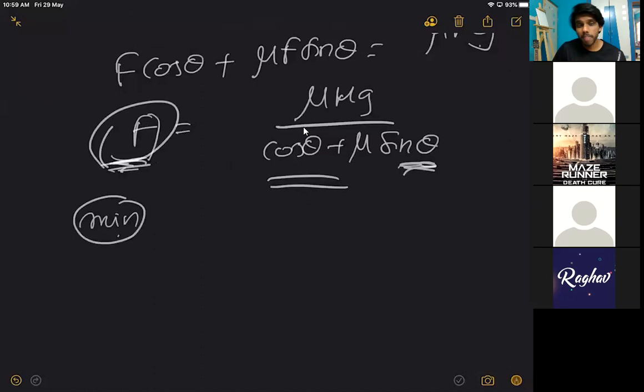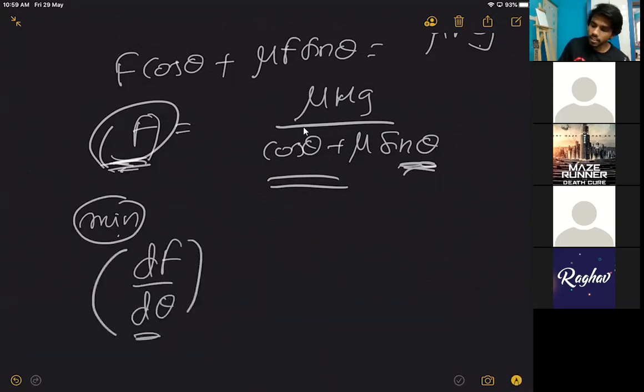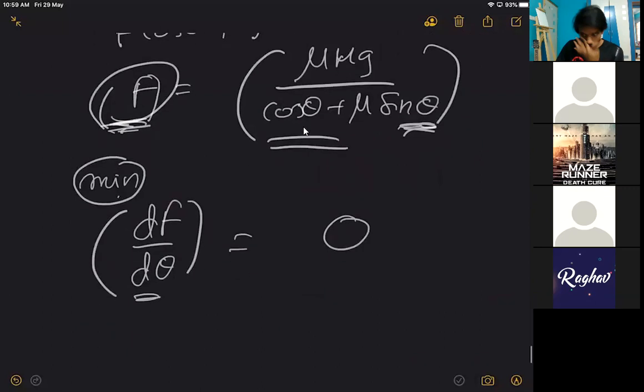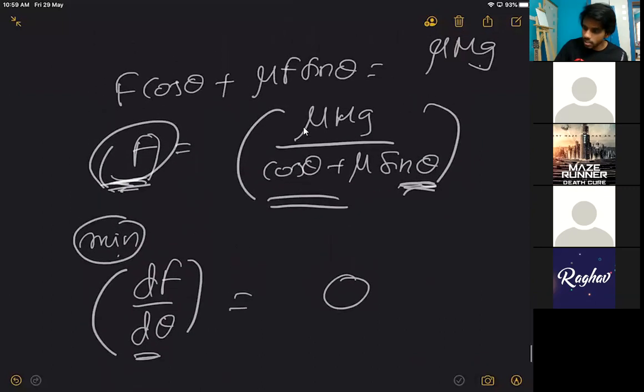Do you remember the maxima and minima in differentiation? What did we do? We simply have to differentiate the function with theta. So you just have to differentiate this whole thing with theta and equate it to 0. Now, how are you going to differentiate this? It is a difficult part.